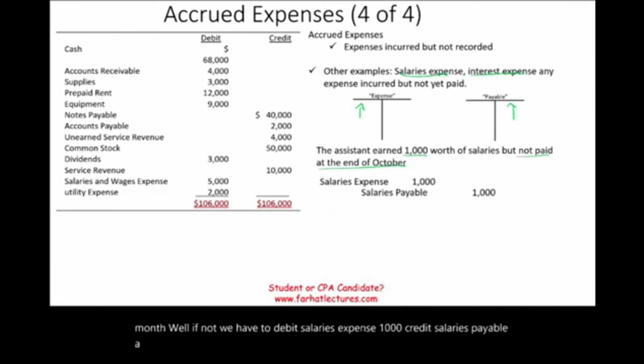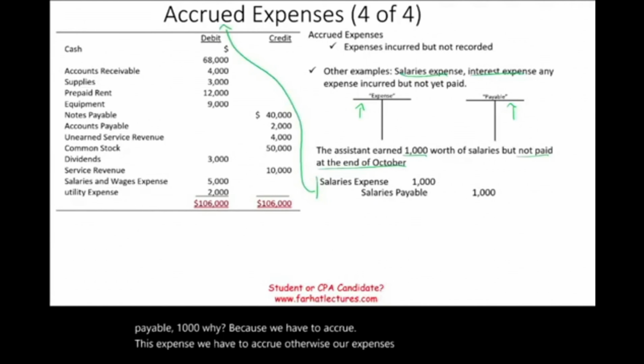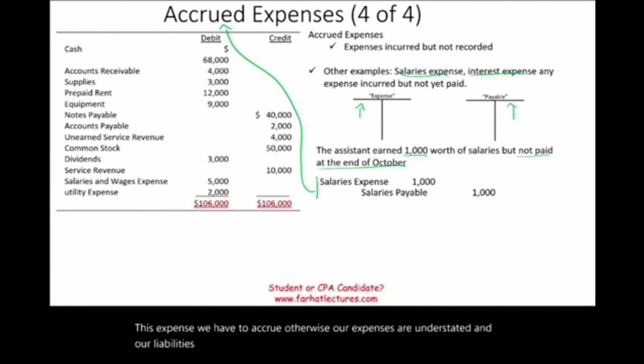Why? Because we have to accrue this expense. Otherwise, our expenses are understated and our liabilities are understated. Simply put, we are responsible for $1,000 for that assistant. I hope this makes sense.